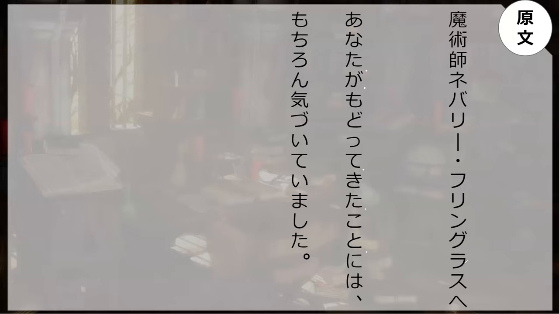That's his first and last name, right? Neburi is his first name, and Furingurasu is his last name. To the magician, Neburi Furingurasu. あなたが戻ってきたことには, with regard to your return, with regard to you having arrived, もちろん気づいていました。Of course I already knew. Yep. Of course I already realized.